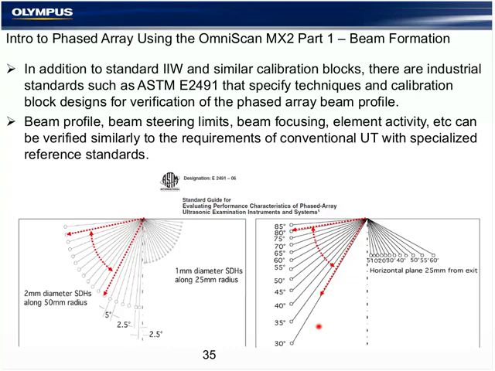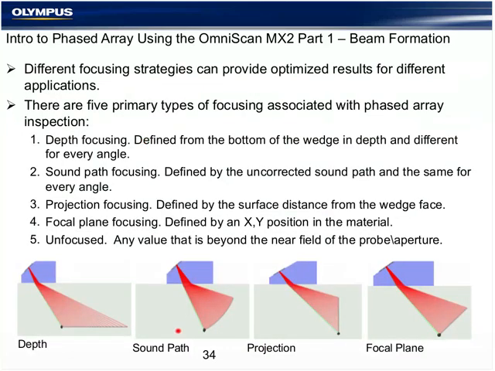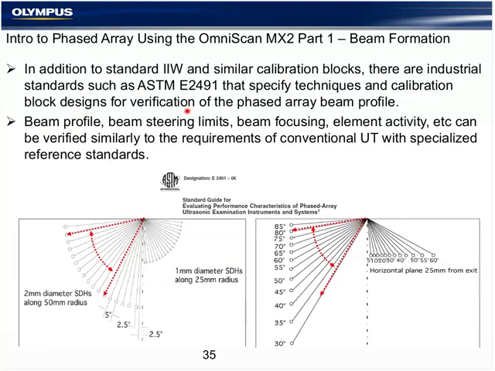And of the three focus strategies that you see here for depth, sound, and projection, looking at a cal block like this for half path, projection, or depth shows you the advantage of focusing, where all of these would be very clear under the focus strategy it's designed for. They would be very unclear otherwise.